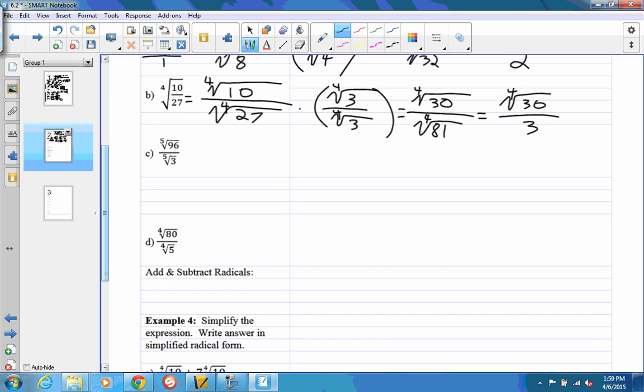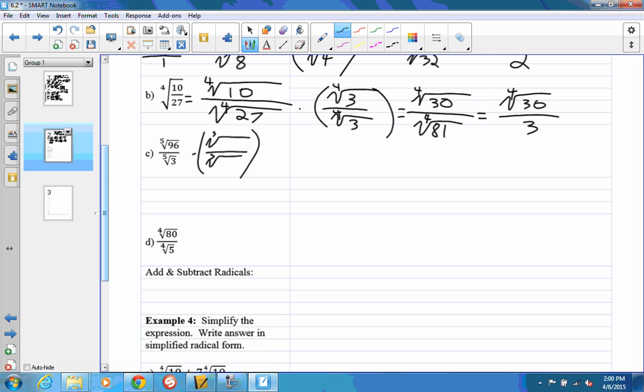Alrighty here. Fifth root of 96 over the fifth root of 3. Here's what's easy about this one, guys. The fifth root of 3. 3 is already a prime number, right? So I just need to multiply that by itself 4 more times, and I should have a perfect fifth root, so we're going to have a fifth radical over a fifth radical. I've got 3 to the first, 3 to the second, third, fourth, fifth.